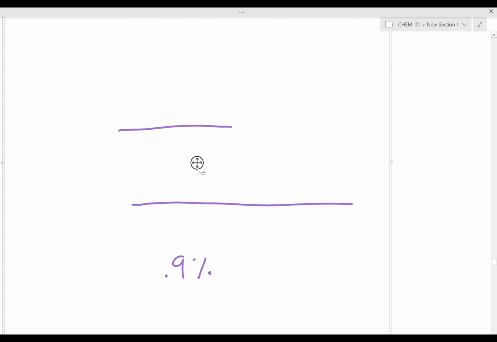Why is it flickering out? One moment. Let me close and reopen this. Give me one moment for that. So let's rewrite this.